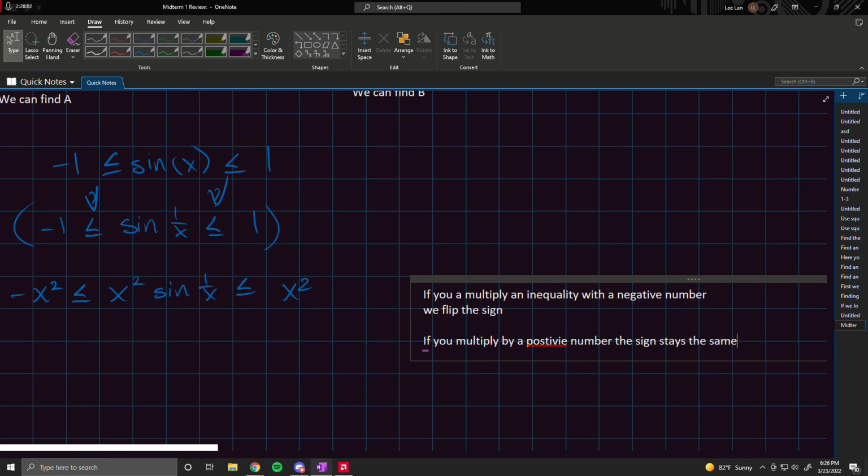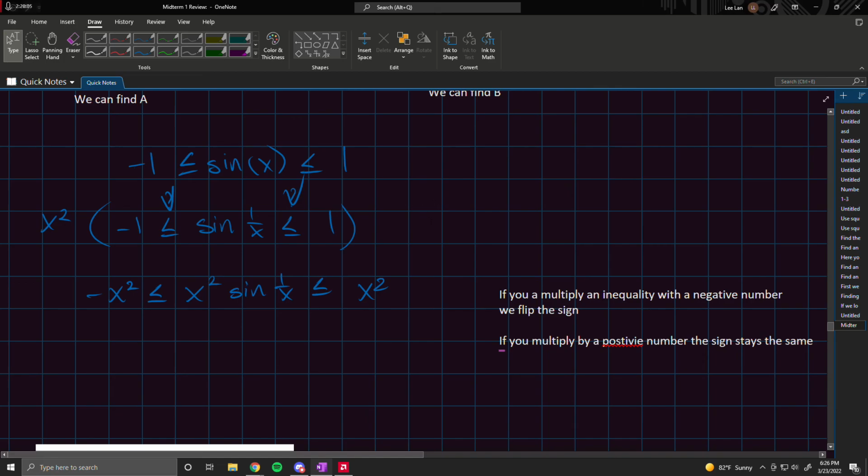And if you multiply by a positive number, the sign stays the same. The reason that's an issue is that if you don't know the sign of the number you're multiplying, we don't know whether or not we should flip these inequalities. But in the case of x squared, it's always positive.